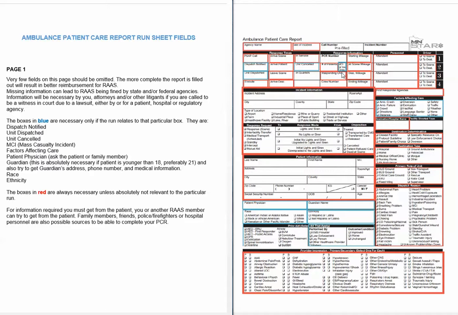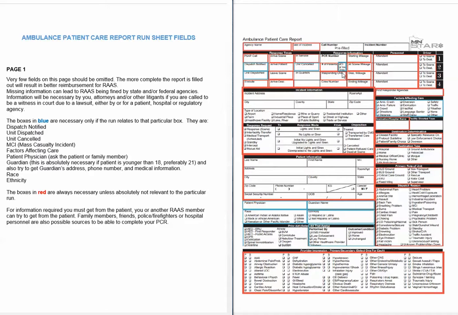Guardian, this is absolutely necessary if the patient is younger than 18. Preferably if they're younger than 21, you can also get it, like who's your mom or dad or whatever. Because a lot of times children are covered by insurance now, even up to 25, 26 years old. So if we can get that information, sometimes we can obtain it from the patient or the member directly instead of the child. You also want to fill in the race and ethnicity fields when appropriate.